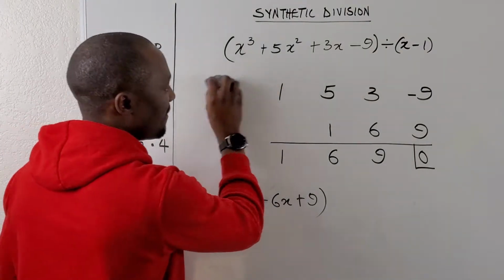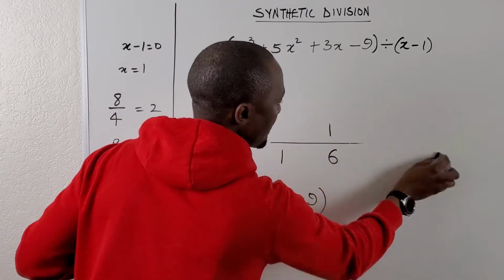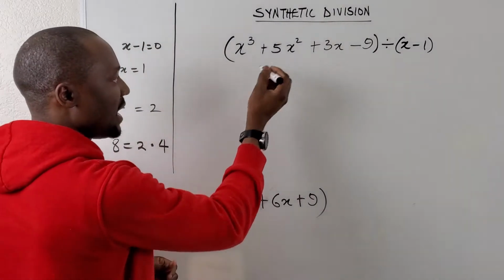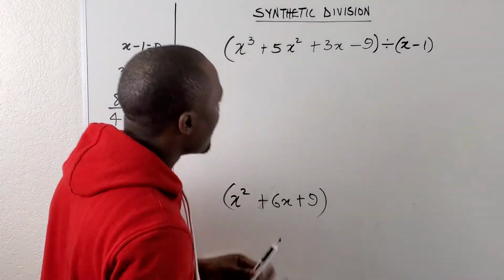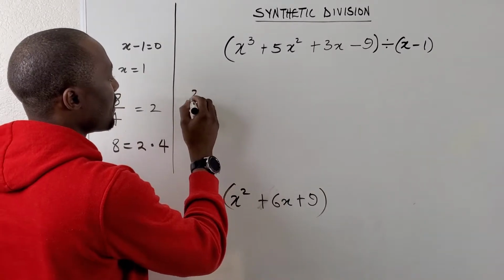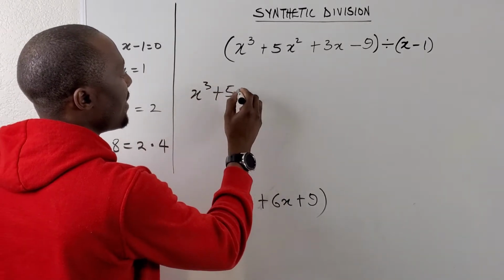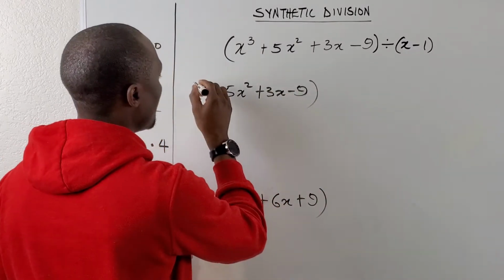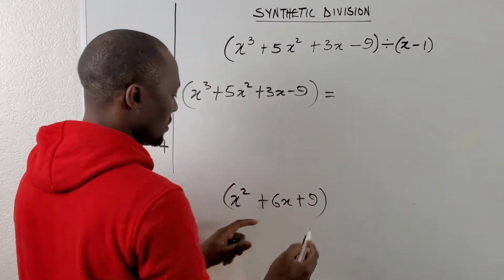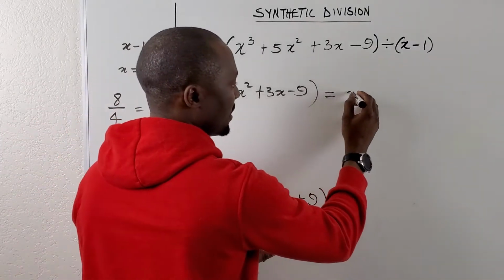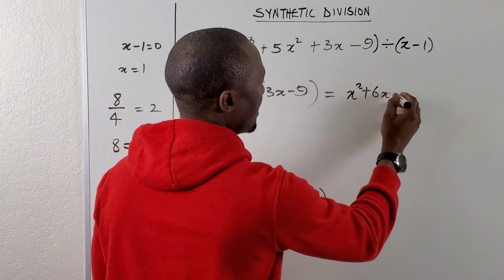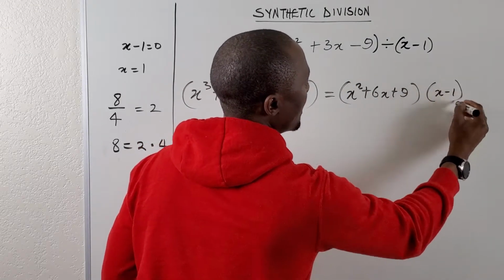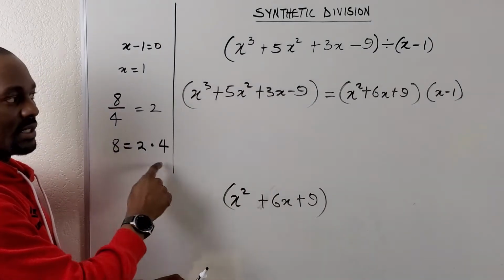I'm going to erase this. So it means we can say that x cubed plus 5x squared plus 3x minus 9 is equal to this, which is x squared plus 6x plus 9 multiplied by x minus 1. That's the meaning, just the same analogy.